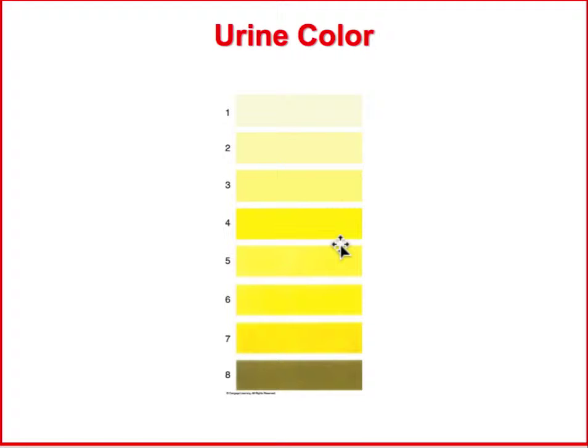And so what you can do is look at your urine color when you wake up in the morning, the first pee, and look at your urine color. So if your urine is 1, 2, or 3, that's what they used to recommend, or that was the previous recommendation.